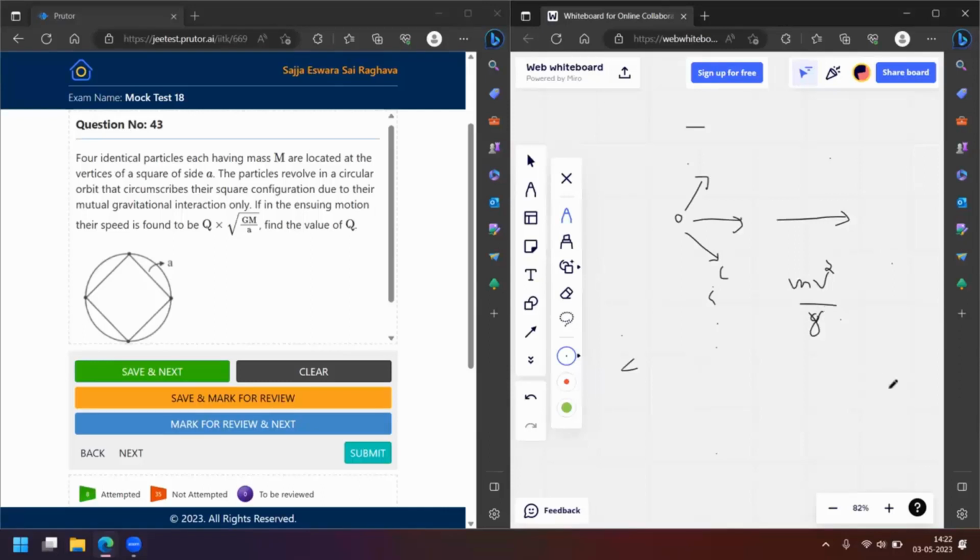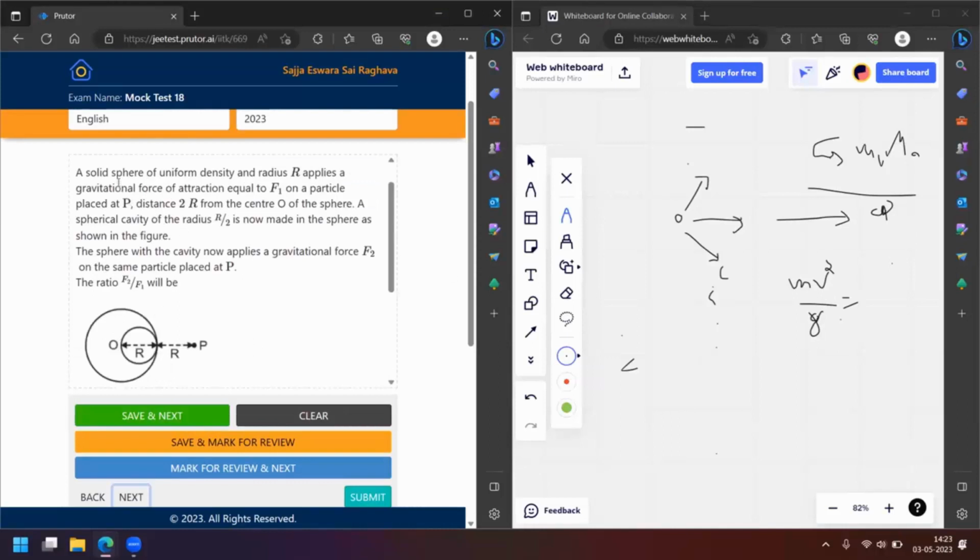So we can substitute mv square by r, and we can find the gravitational force by the formula G m1 m2 by the distance between the particles squared, where the distance is equal to a. If we resolve the forces and get a resultant force, we can equate it to the centripetal force, and we can find the velocity from the equation.